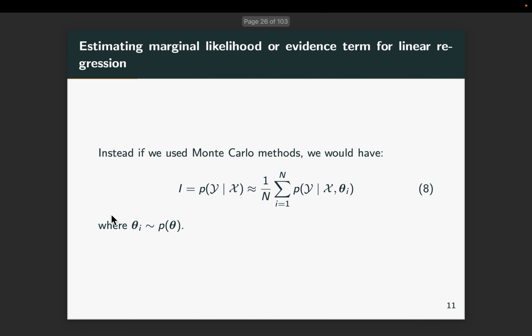So we could write this as I, which is P of y given x, approximately equal to 1 over n times the sum of P of y given x and a particular value theta I, where theta I is distributed from the prior distribution. Now think of this as you want to compute I, but I have to think about writing some code for this. Typically, none of the software libraries give me P of y given x and theta I.